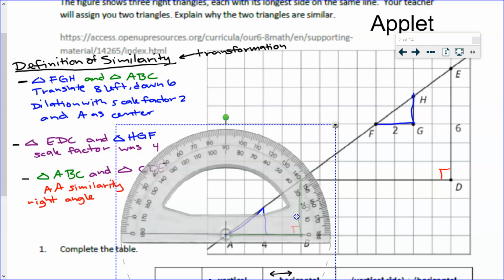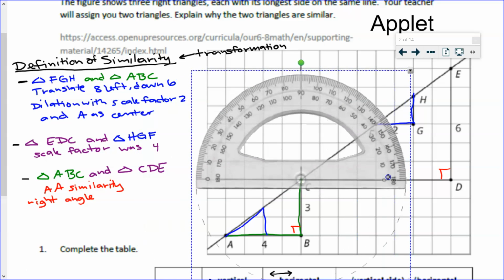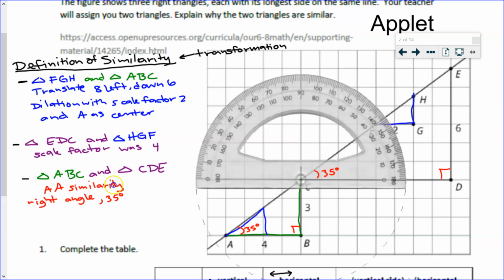They are the same? You measured them that quick? Nice. Looks like I'm getting a 35-degree angle. And 35-degree angle. And that's all I need to show they're similar. No need to go through all of this whole process. It is a definition of similarity, but really we have a right angle and we have a 35-degree angle. And so that's all that we need.